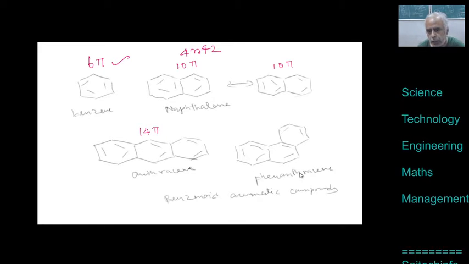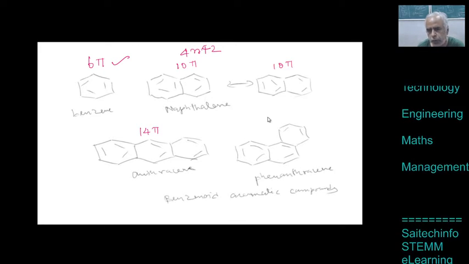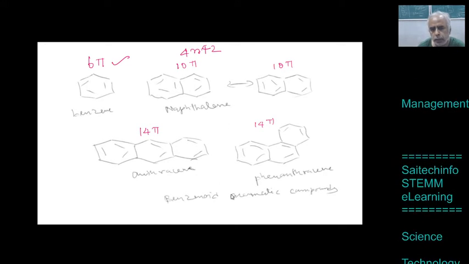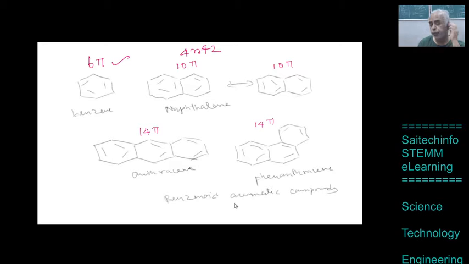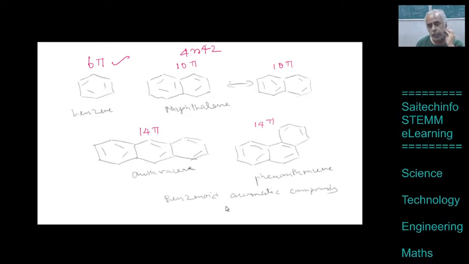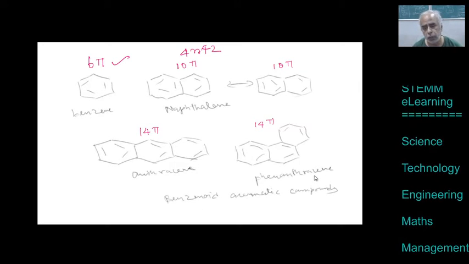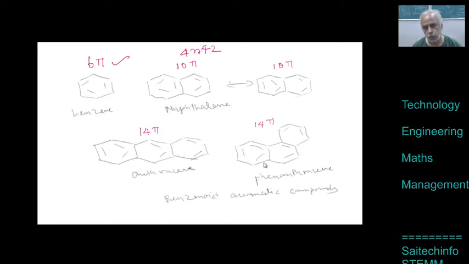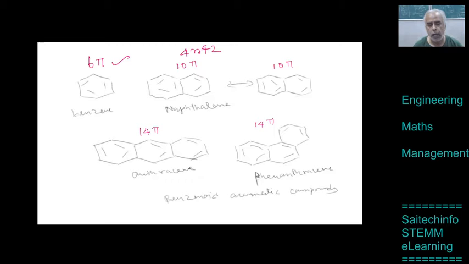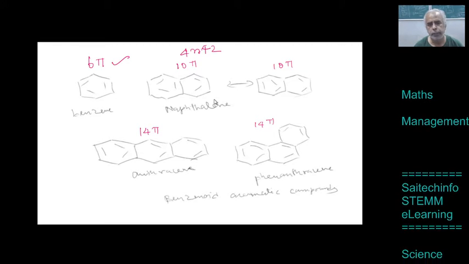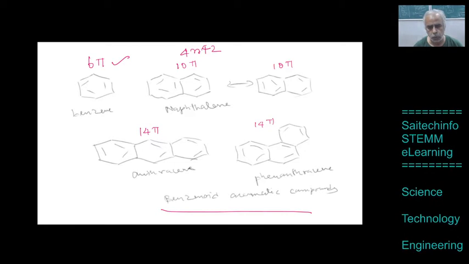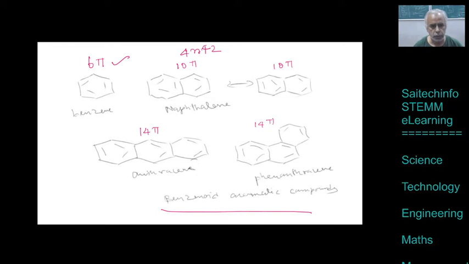And in the case of phenanthrene, you have got 14 pi electrons. In fact, all of them are in the same plane. So coplanarity is there, and all of them can undergo delocalization, and that is why these are all aromatic compounds. So you have to establish like this, and all of them are looking like benzene. That is why they are called benzenoid aromatic compounds. Do you understand?